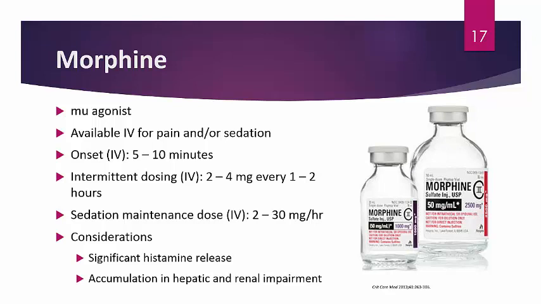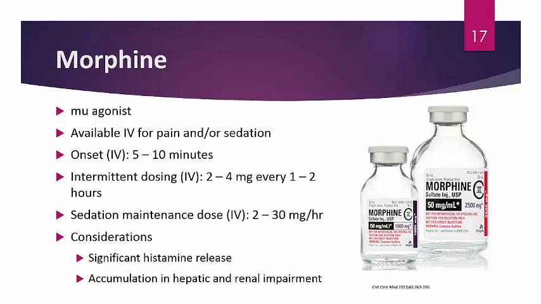In terms of morphine specifically, onset's about 5 to 10 minutes, and intermittent dosing is between 2 to 4 milligrams every 1 to 2 hours. If you're going to do a continuous infusion of morphine, you'll want to do anywhere between 2 and 30 milligrams per hour, depending on the patient's need for sedation.